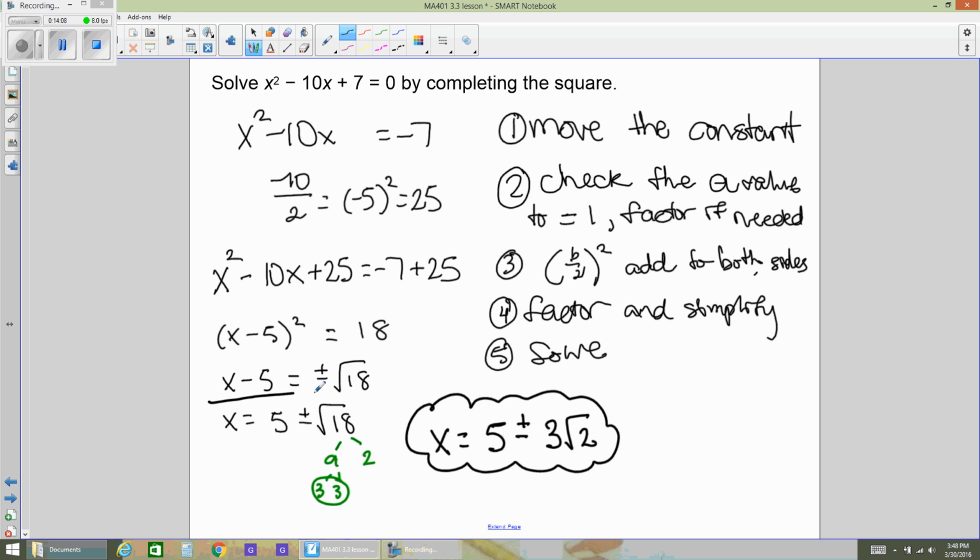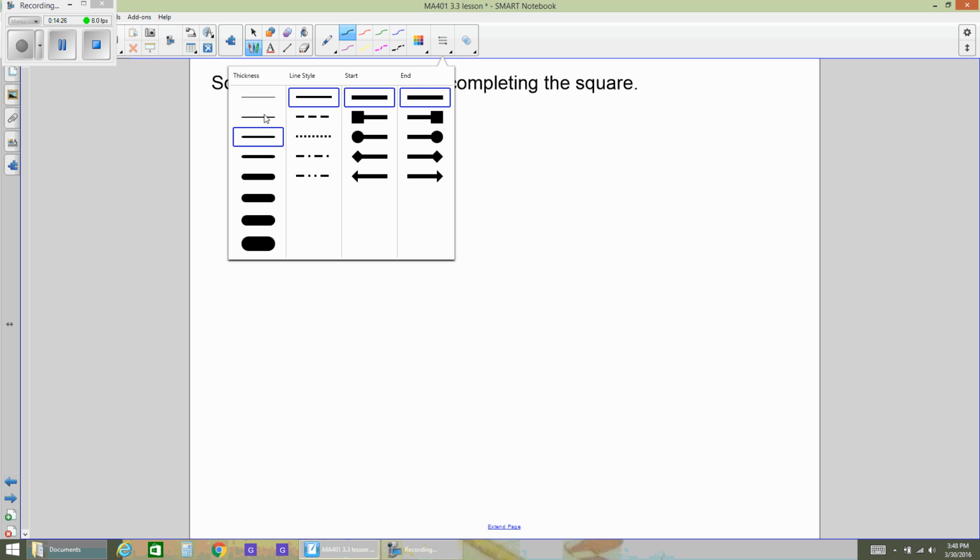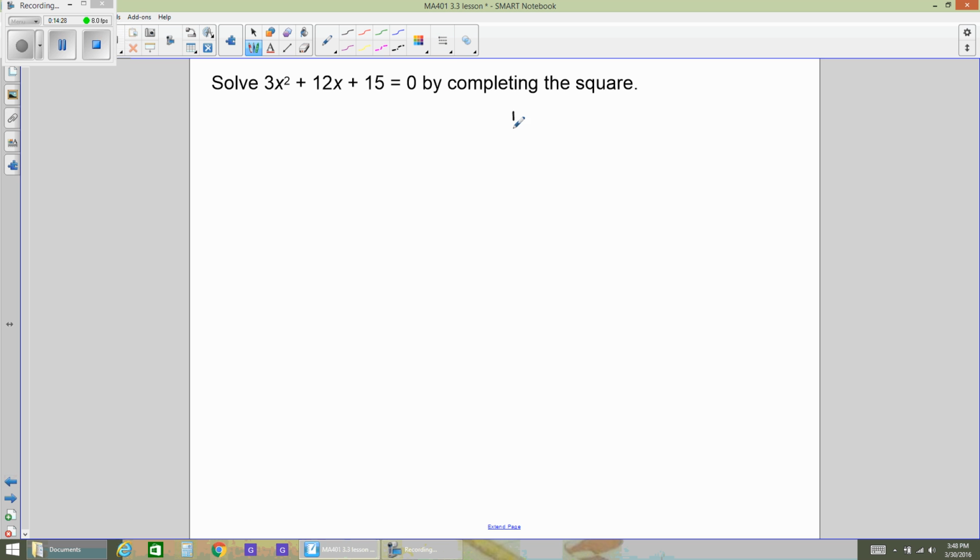The previous answer is a nice answer to give you partial credit, but we want to simplify as low as we can. Okay, make sure you have all this in your brain, and we're going to move on. So remember, step 1 is move the constant.